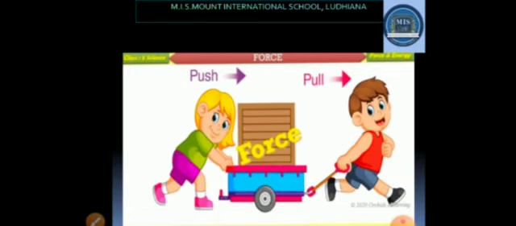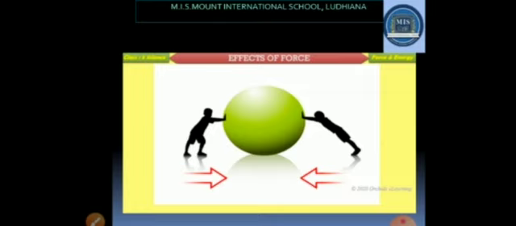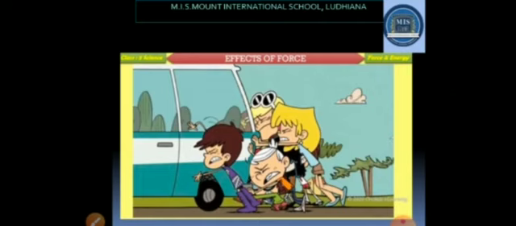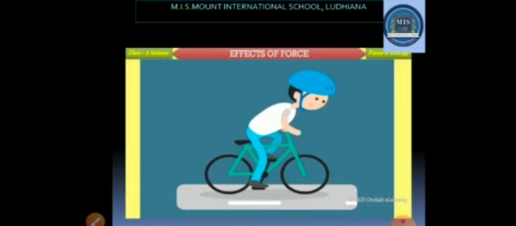Now let us talk about effects of force, that is, what happens when you push or pull something. Now here you can see in this picture that some people are pushing a bus, and most probably they will make this bus move. So what can a force do? A force can make a stationary object move. This boy is riding a bicycle. If he runs the pedal fast, he will increase the speed of the bicycle. It means, to make the bicycle run fast, he has to apply force. So, a force can increase the speed of a moving object.